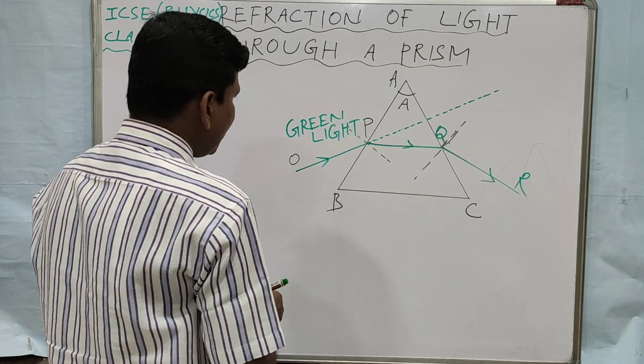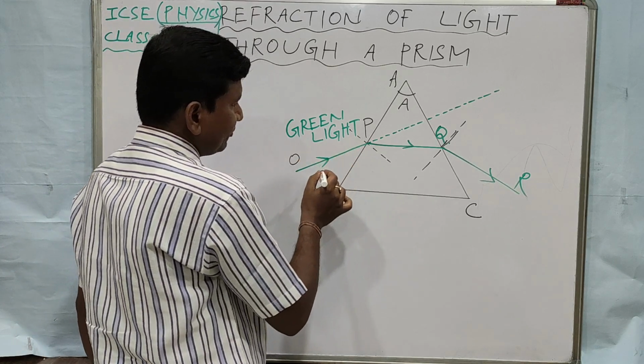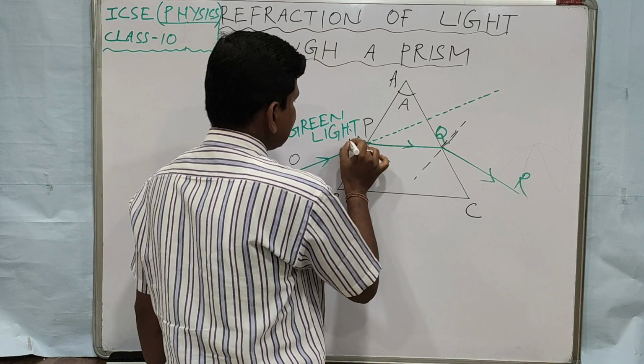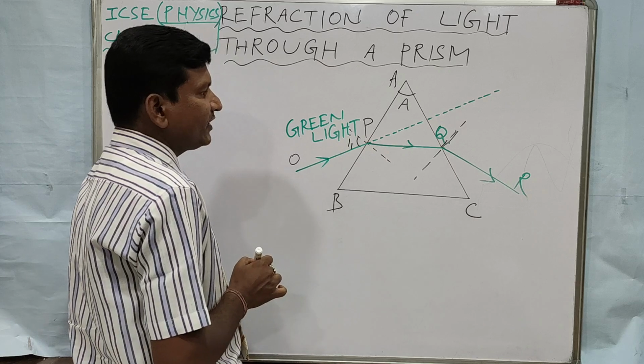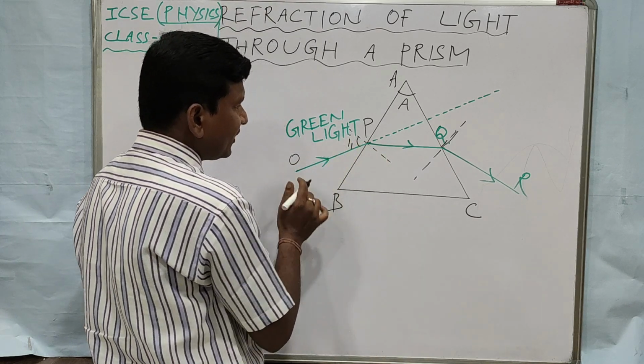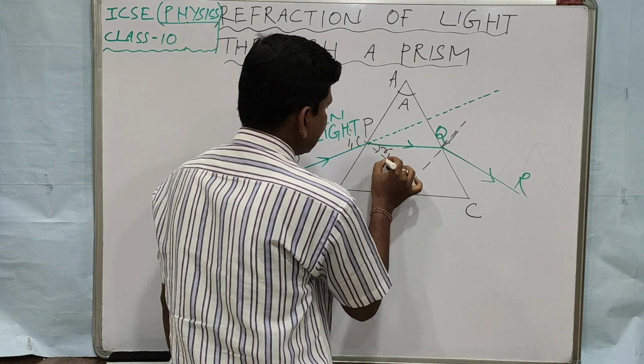And the angle of incidence here, since this is the incident ray, which will be the angle of incidence? This will be your angle of incidence. Say this is your I1, the angle of incidence. And this will be your angle of refraction at the first surface. Say this is your R1.